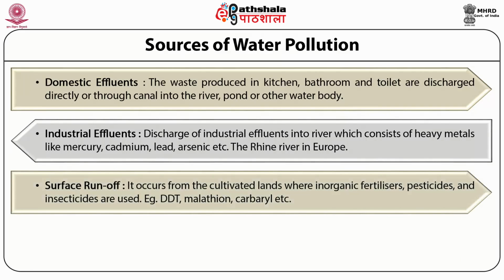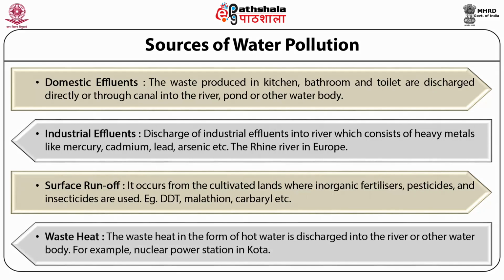Third is surface runoff. It occurs from the cultivated lands where inorganic fertilizers, pesticides and insecticides are used, and examples are DDT, malathion, carbaryl and a large number of other pesticides. Fourth is waste heat. The waste heat in the form of hot water is discharged into the river or other water body. For example, the nuclear power station in Kota releases a large amount of hot water directly into the river.